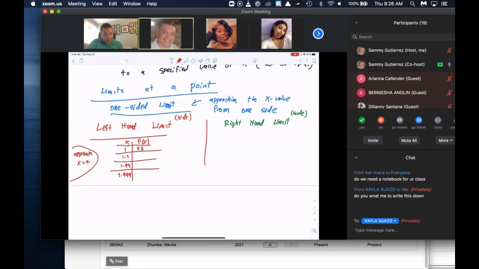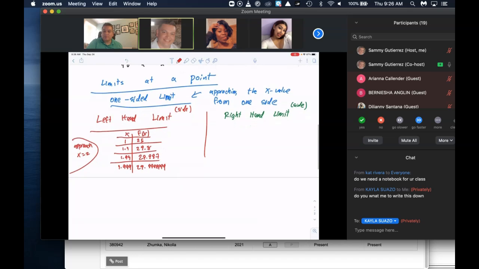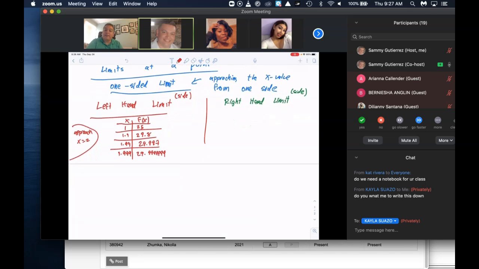I plug in 1.9 and I get 29.8. I plug in 1.99 and I get 29.997. I plug in 1.999 and I get 29.9999999. Okay? This is what we refer to, how we're thinking about, as limit.